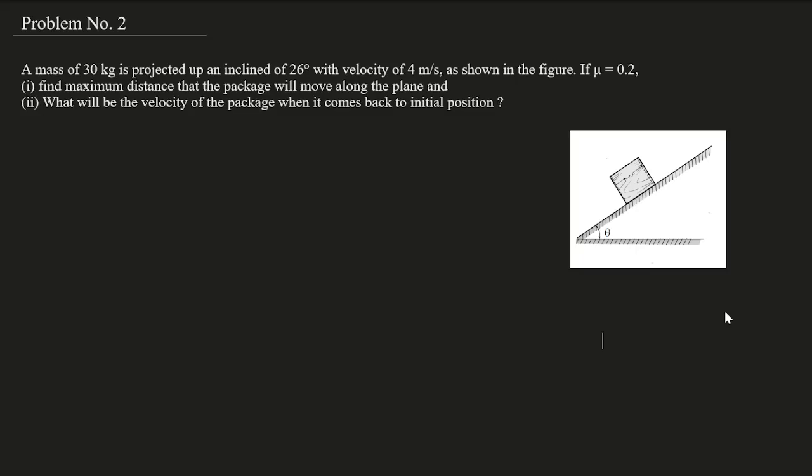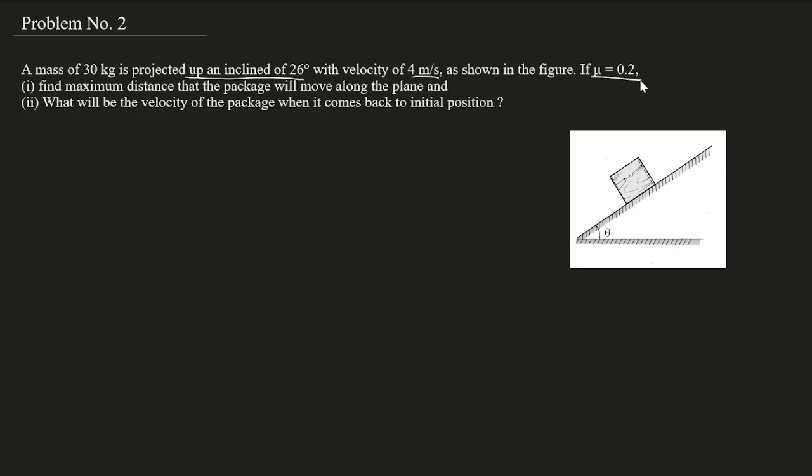In this video, we will see a problem on work done by the work energy principle. The problem states that a mass of 30 kg is projected up an inclined plane of 26 degrees. They have theta as 26 degrees and it has been projected upward with a velocity of 4 meters per second. So the initial velocity is 4 meters per second, as shown in the figure.